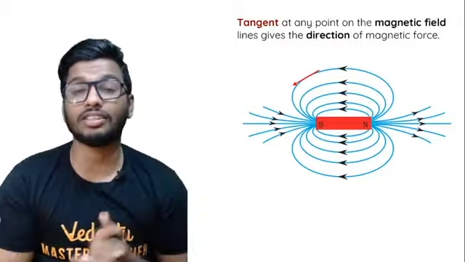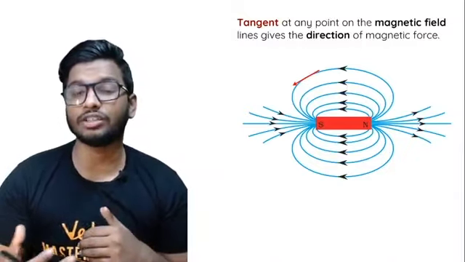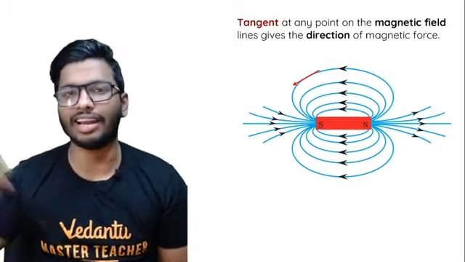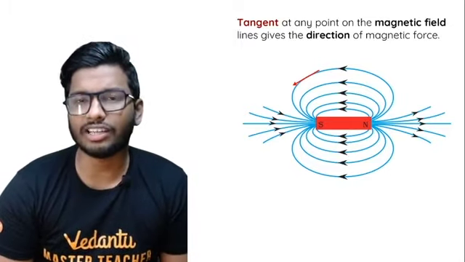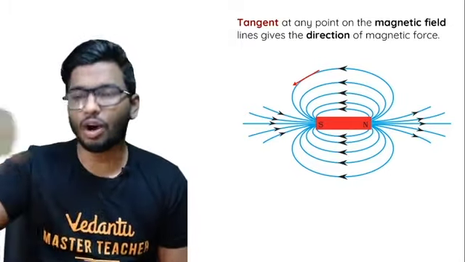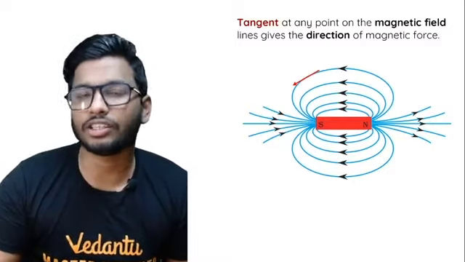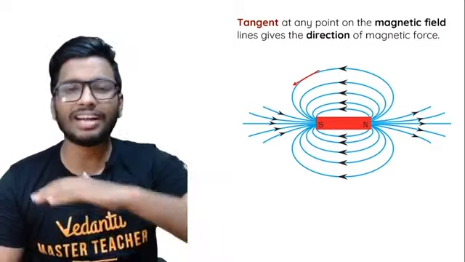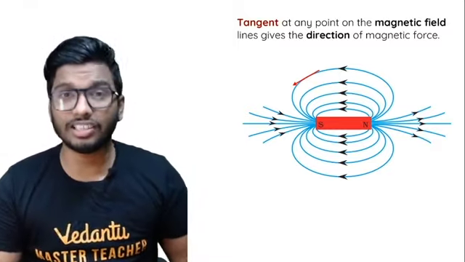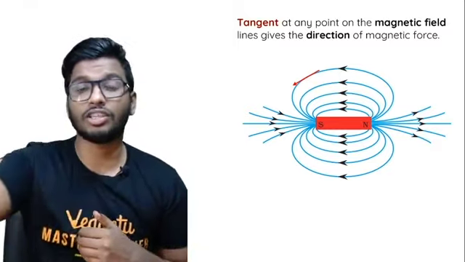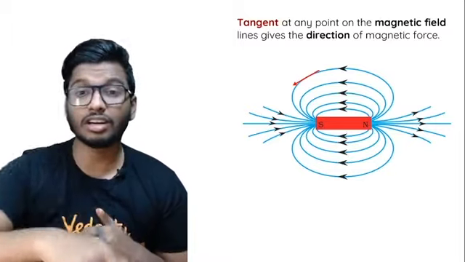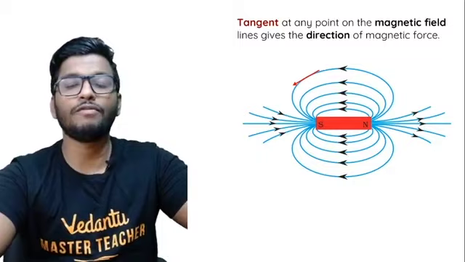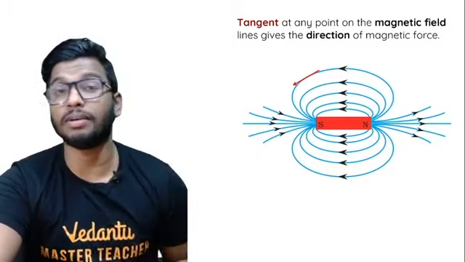One more thing about this, guys, is that if you really want to find out the direction of the magnetic field lines, all you have to do is take any point on the field line and draw a tangent. Whatever is the direction of the tangent, you can find out the direction of the magnetic force. Now, what is a tangent? It's a straight line just touching the curve, touching the circumference of that particular field line. If you draw that, you would be able to find out the direction of the magnetic field.